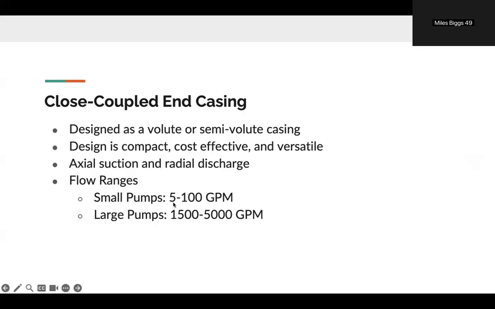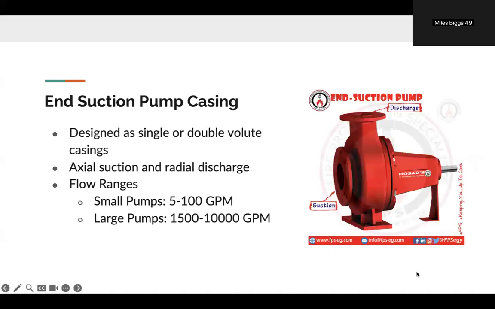The flow ranges for smaller pumps is going to be from 5 to 100 gallons per minute. Large pumps is going to be 1,500 to 5,000 gallons per minute. The end suction pump casing is going to be designed as a single or double volute casing, and this is designed to guide the fluid efficiently from the suction inlet into the impeller and then out through the discharge.